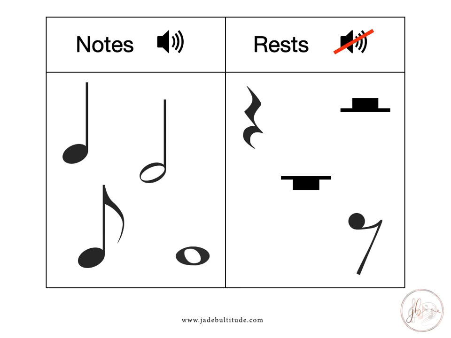Now let's remind ourselves about the difference between notes and rests. On the left-hand side, you can see a selection of notes. Now, when you see these on the music, you will make a sound. On the right-hand side of the table, you can see a selection of rests. Now, when you see these on the music, you don't make a sound.